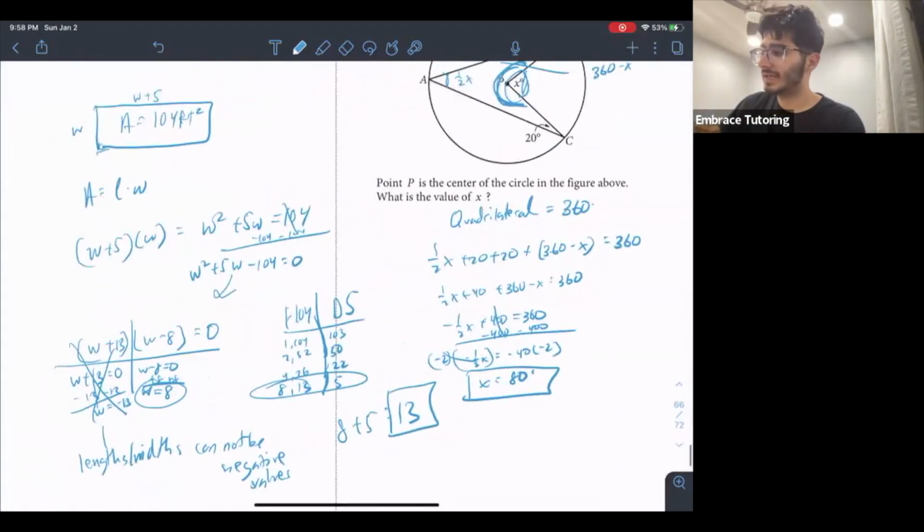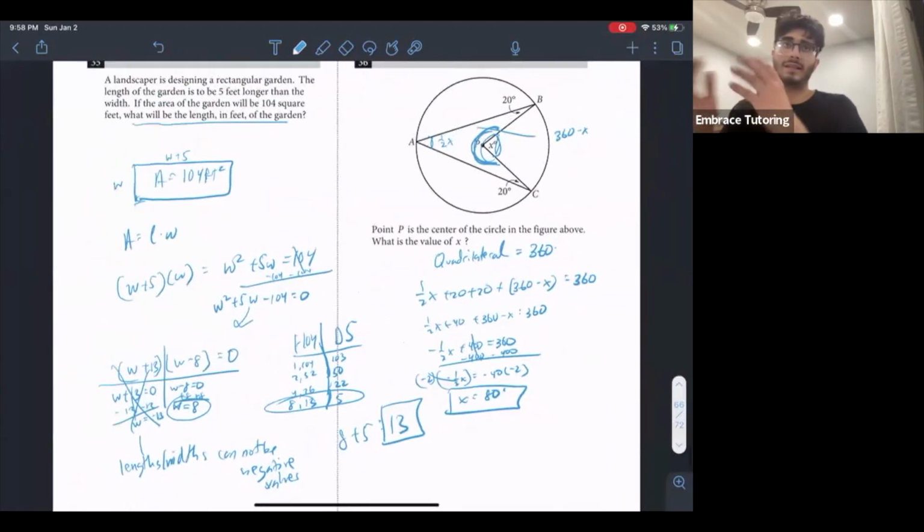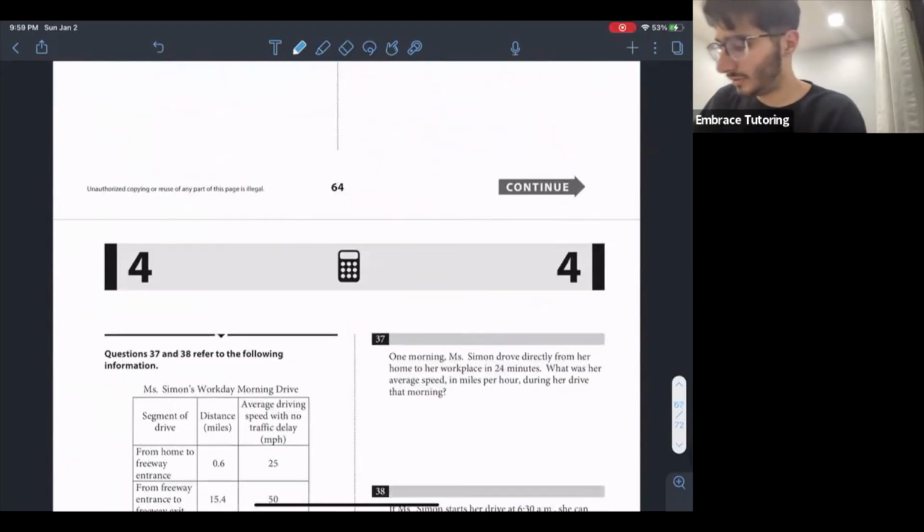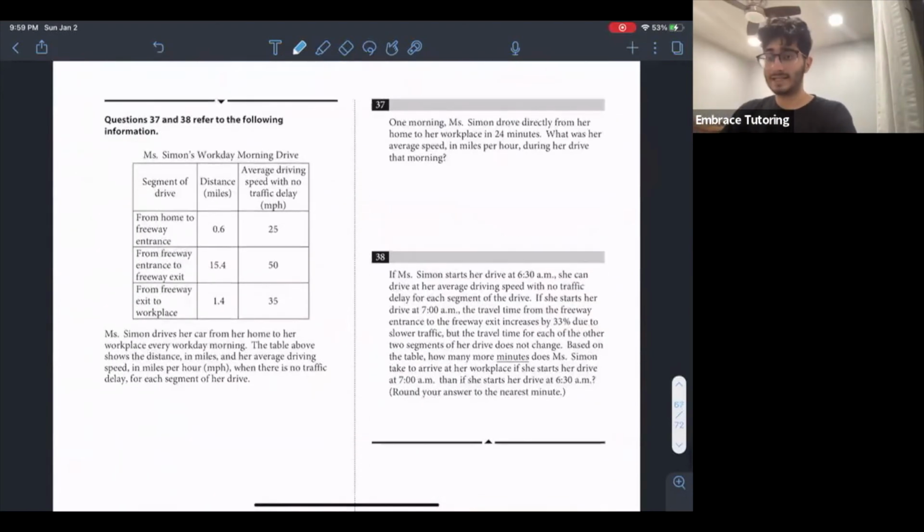So you just have to isolate the value of X and make sure you know the properties of circles, the inscribed angles, and all those angle properties, and you'll be able to solve these types of problems no matter what they give you. Now 37 and 38 I think are connected. Yeah, they're always connected. That's another thing to realize for these types of problems: the last two on the calculator section are always connected.